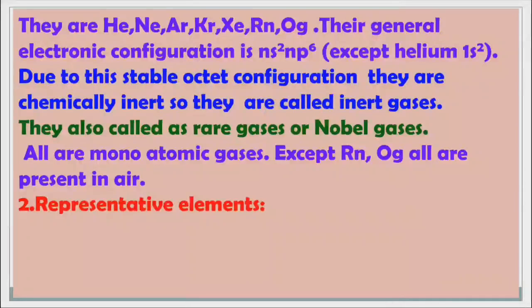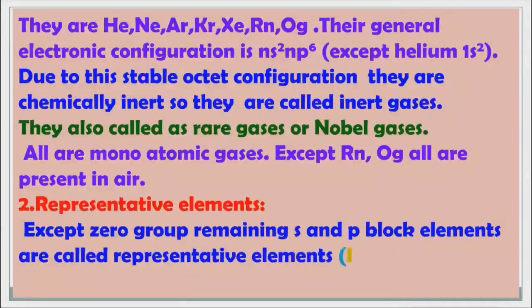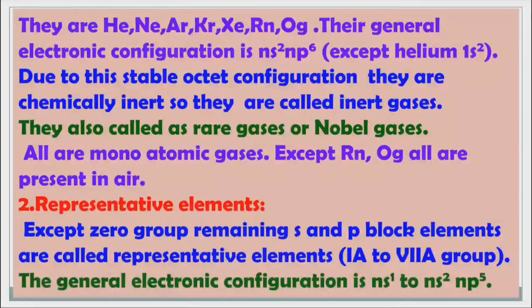Now we will discuss representative elements. Except zero group, the remaining s block and p block elements are called representative elements, or first A group to 7th A group elements. The general electronic configuration of representative elements is ns1 to ns2 np5.